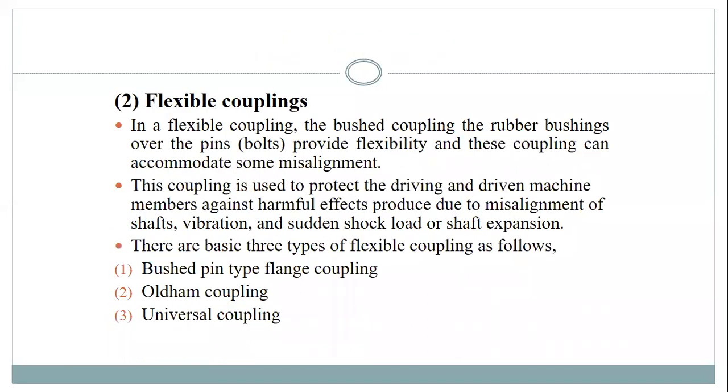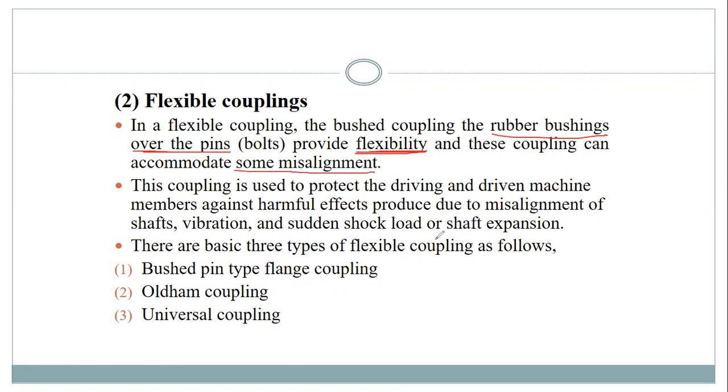Now let's go to the flexible coupling. On the contrary to the rigid flange couplings, the flexible couplings do not use the bolts alone. They use rubber bushings over the pins or the bolts. So what will happen because of these rubber bushings over the pin? They can provide some amount of misalignment.